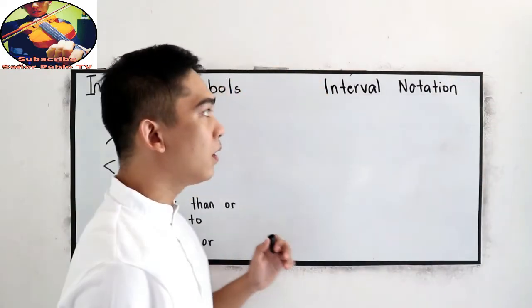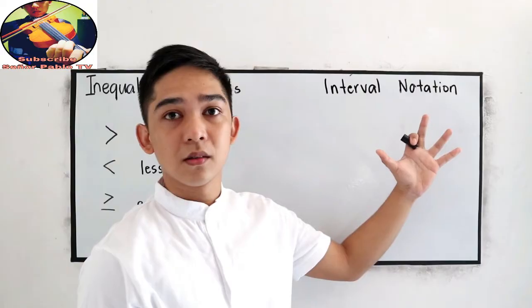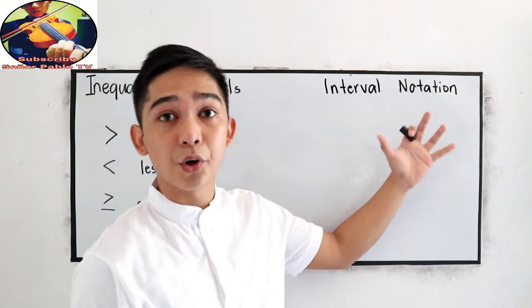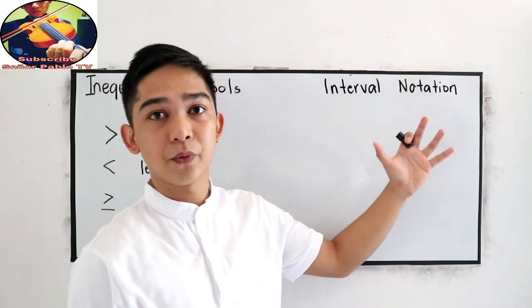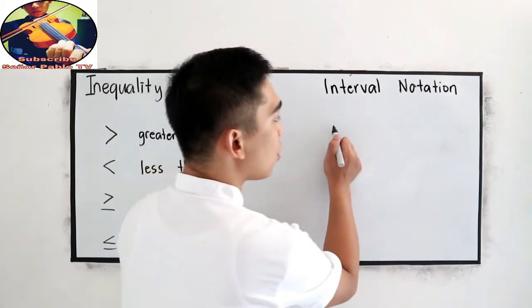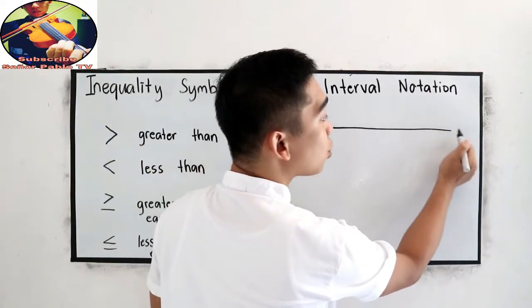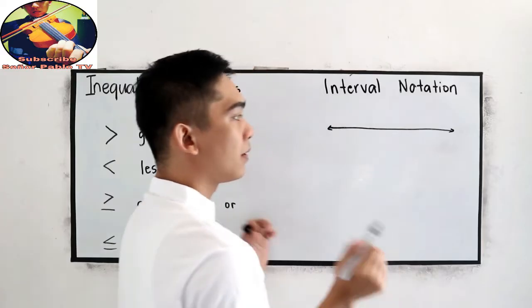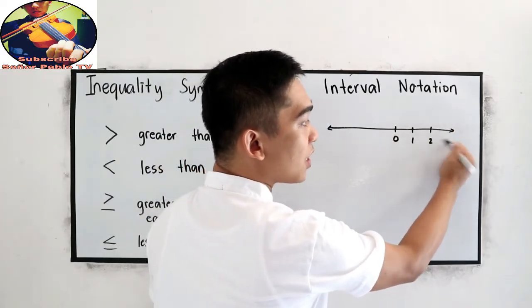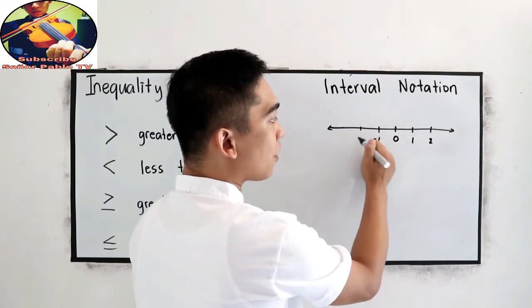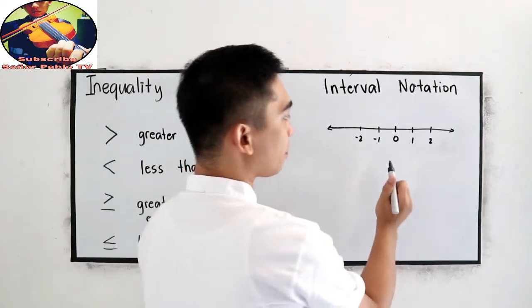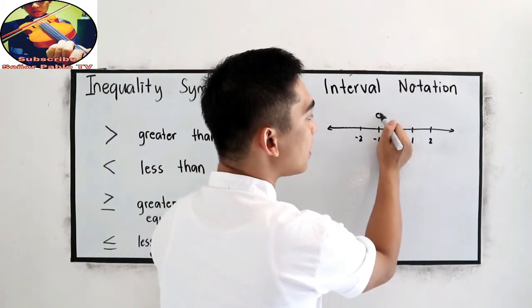Okay. This is very important. You're going to write your final answer in interval form or interval notation. So how to do the interval notation? Let's say we're going to check or to test our final answer. So we're going to use the number line to test our final answer. Let's say in our final answer, we have this output.